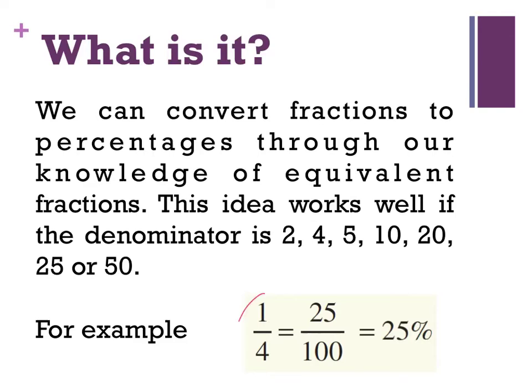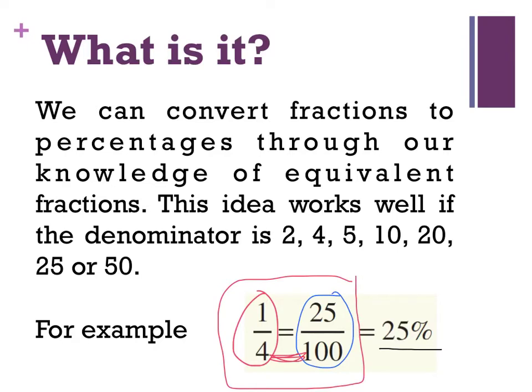So here I have a quarter and I need to write that as a percentage. I know I can also write a quarter as 25 over 100. So as soon as I've got my fraction over 100, 25 over 100 is 25%. A reminder, if you're confused about how I got from a quarter to 25 over 100, you might want to watch last lesson's tutorial. Okay, so 1 quarter, 25 over 100, 25%.